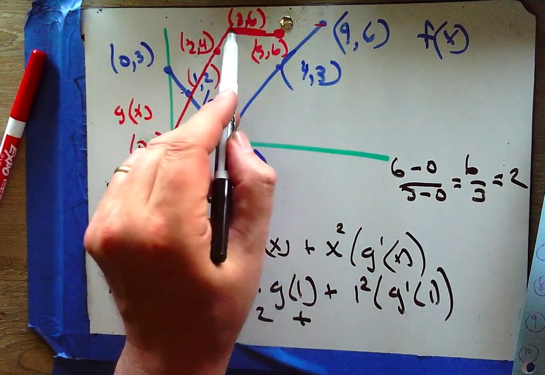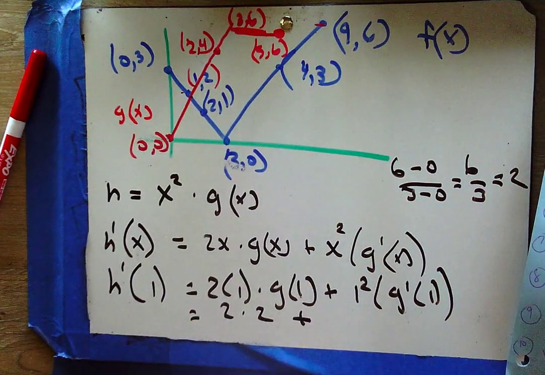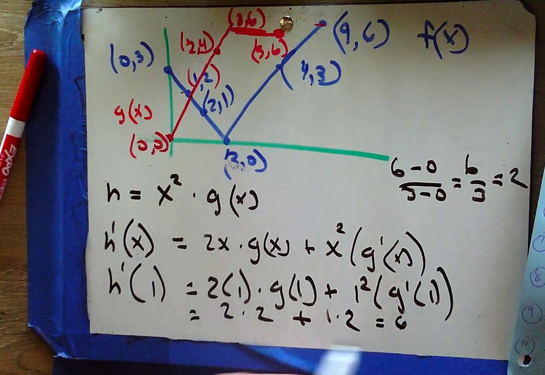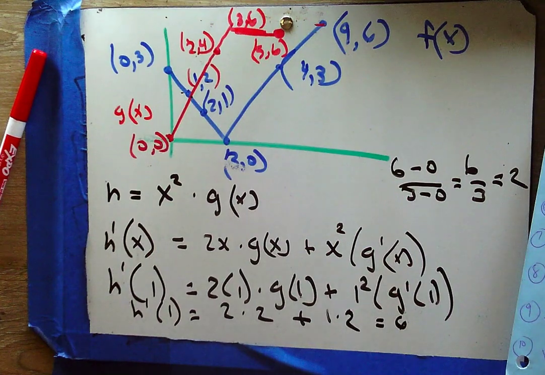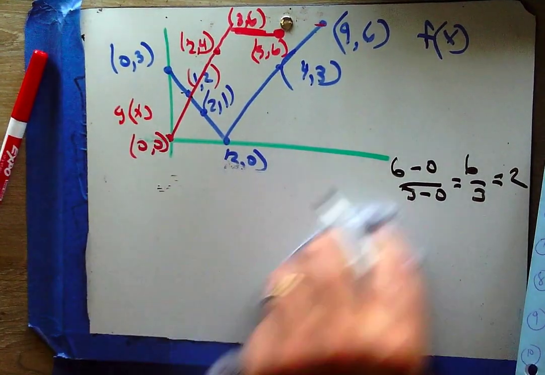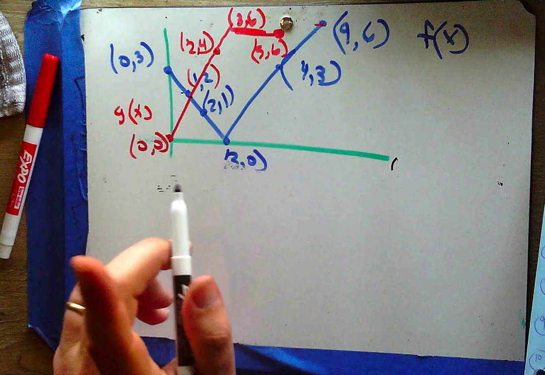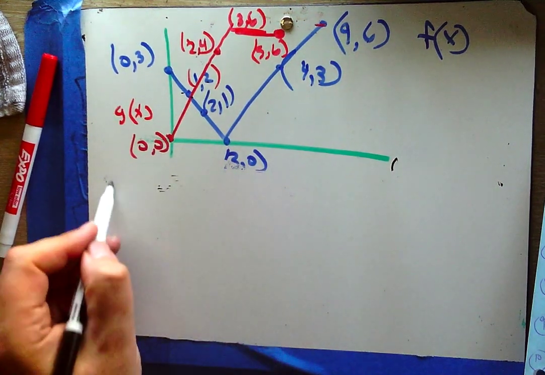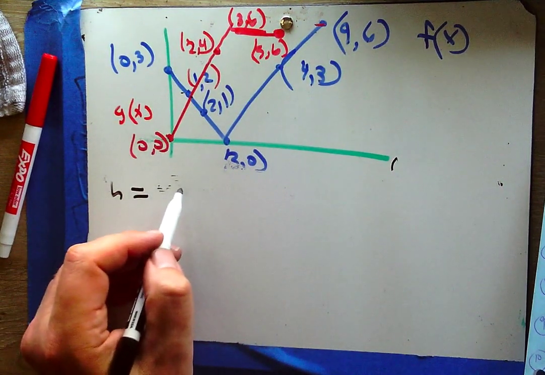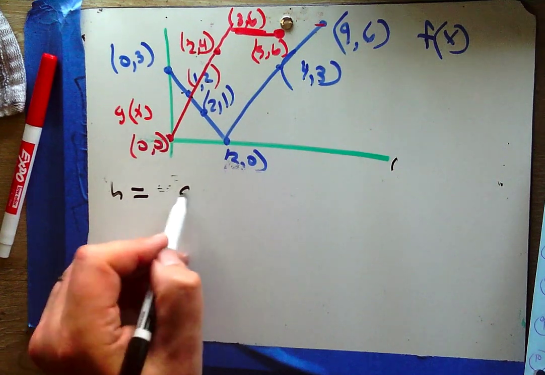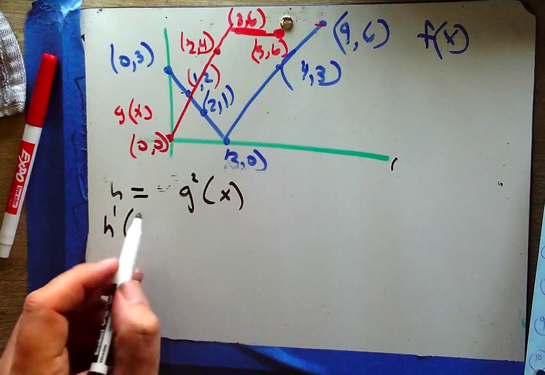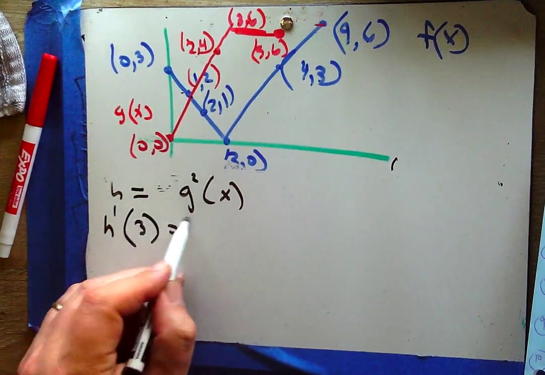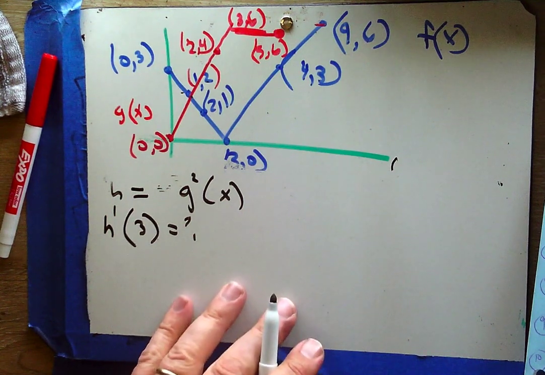On this segment, g prime would be 0. Okay, so I've got 1 times 2. 4 plus 2, 6. h prime of 1 is 6. Excellent. Now I think you know what I'm going after here. So will you please find, given that h of x is g squared of x, please find h prime of 3.